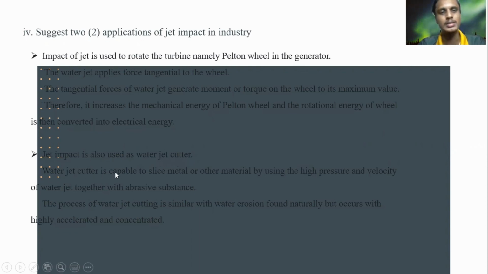The second application is that jet impact is also used as a water jet cutter. A water jet cutter is capable of slicing metal or other material by using the high pressure and velocity of a water jet together with an abrasive substance. The process of water jet cutting is similar to water erosion found naturally, but occurs highly accelerated and concentrated.